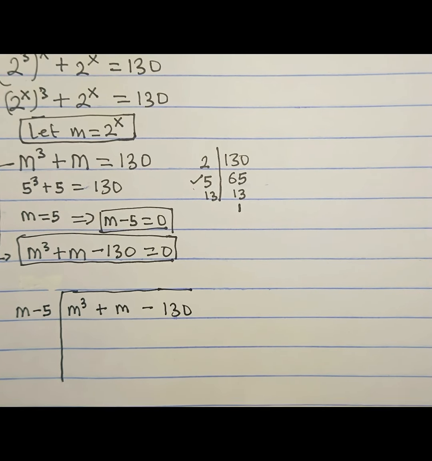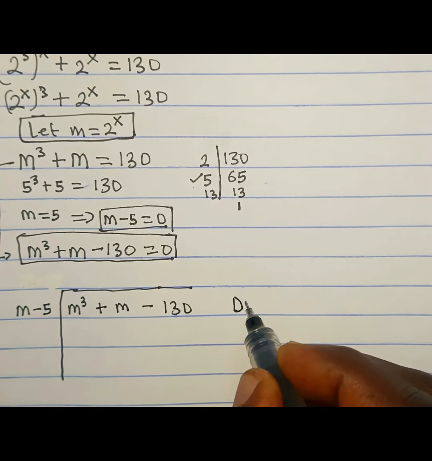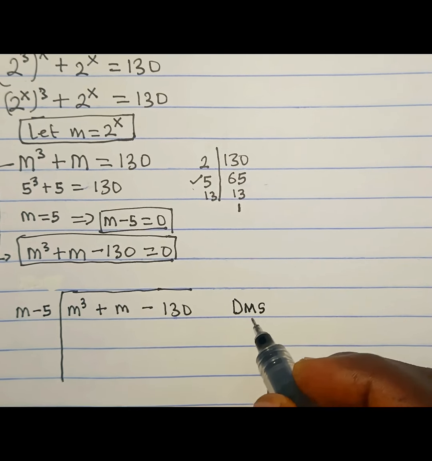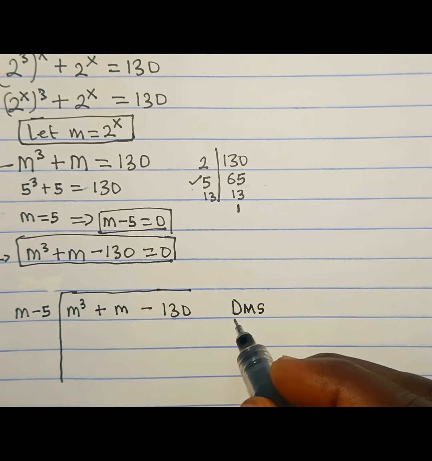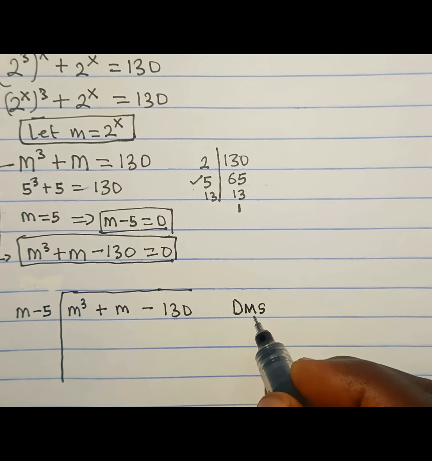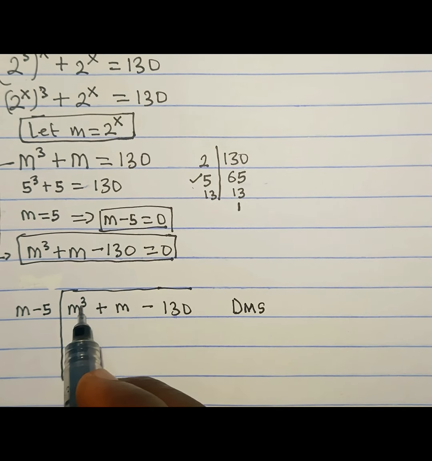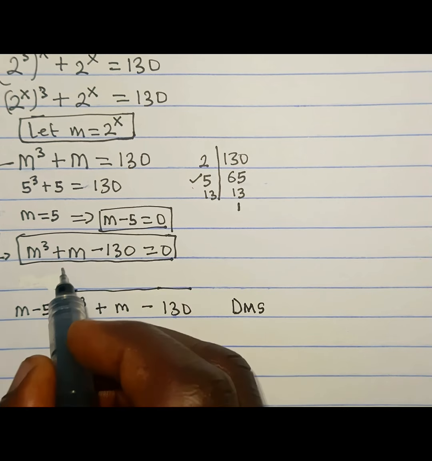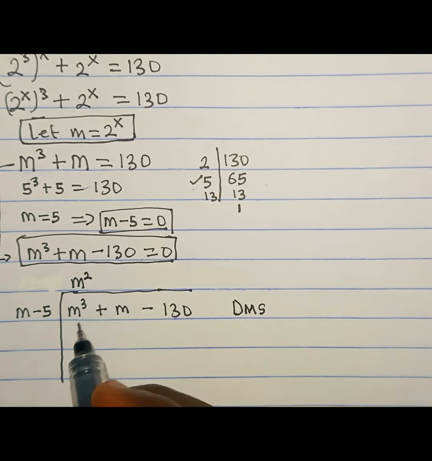In factoring using long division, what we're going to consider is what we call DMS, which implies division, multiplication, and subtraction. When we divide the first term only, first term to first term, then we multiply, then we subtract. So let's try. m to power 3 divided by m will remain m to power 2. This is just first term to first term.